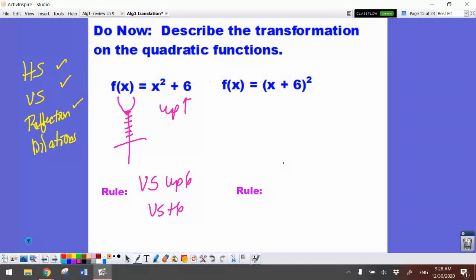It's up there. Now the difference is this one has parentheses. And if you remember the parentheses, this was horizontal and it was opposite. So this one would be, the opposite being negative 6, it would be a horizontal shift to the left 6, or HS negative 6. Okay, HS negative 6, which means I'm going to the left.